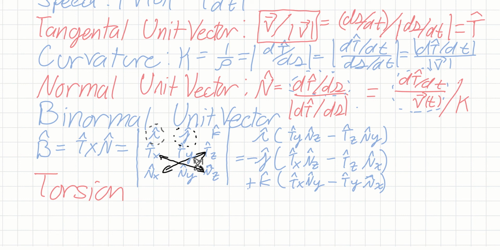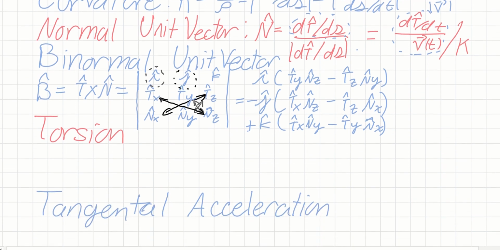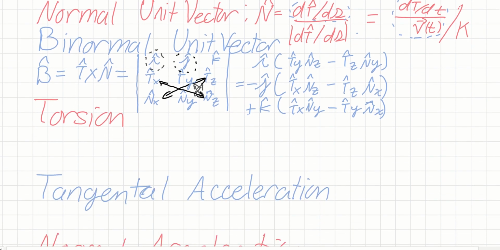All right, so the next one we have is torsion. Torsion is pretty much a three-dimensional way of how you're changing your direction. It measures how sharply a curve is being twisted and pulled from a plane. This is going to be denoted as tau, more of a wavy T.